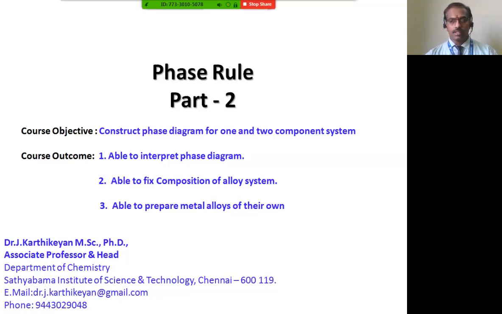Today, I am going to discuss phase rule part 2. In part 2, I am going to mainly concentrate on alloy systems. The main core objective of phase rule part 2 is the construction of two component alloy systems. The main course outcome is that students are able to fix the composition of an alloy system. Similarly, after fixing the composition, students can interpret the phase diagram also. In future, students can prepare metal alloys of their own.